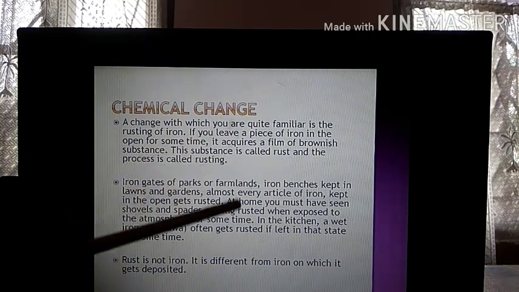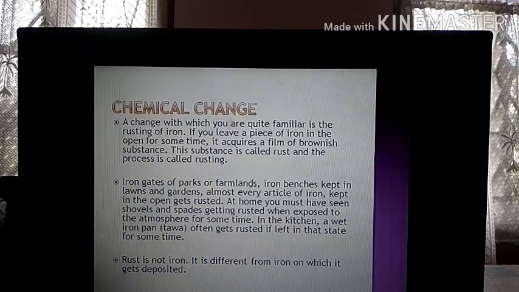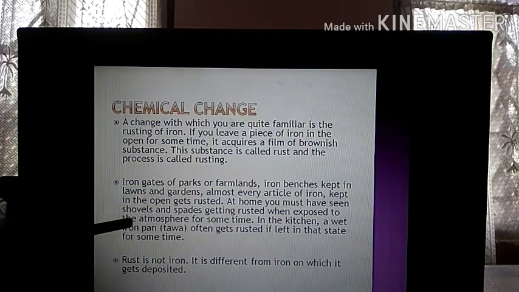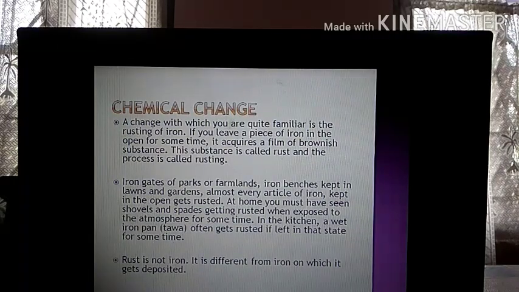Iron gates of parks or farmlands, iron benches kept in the lawns and gardens. So when you go to a garden, okay, or you go to a park, you will see benches. Okay, so if the benches are not painted, you will find a powder kind of thing developing over the benches. That is called rust. Okay. At home, you must have seen shovels and spades getting rusted when exposed to the atmosphere for some time. Those who do gardening, you have spades, shovels at home, you will find that those are also made up of iron. So if you just keep it in the open for some time, you will see a layer of rust developing over them.